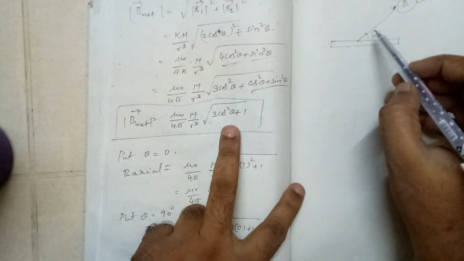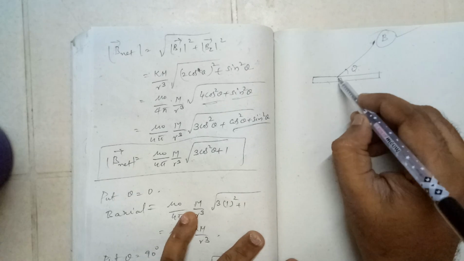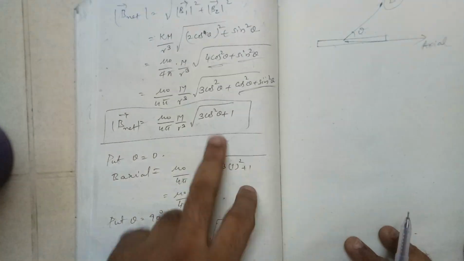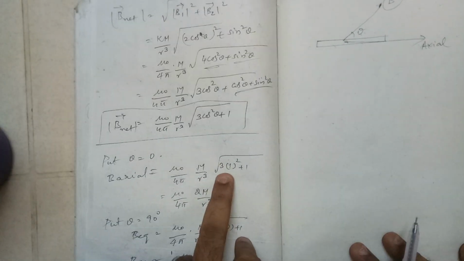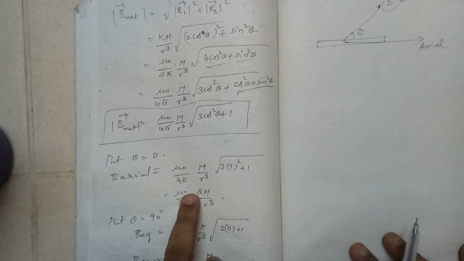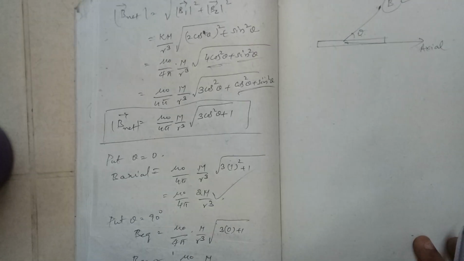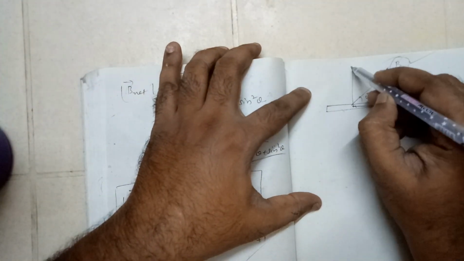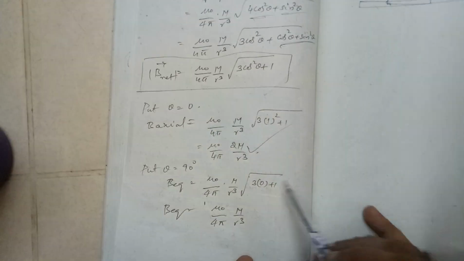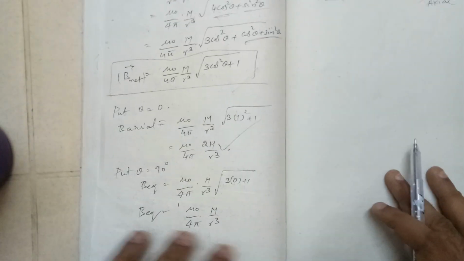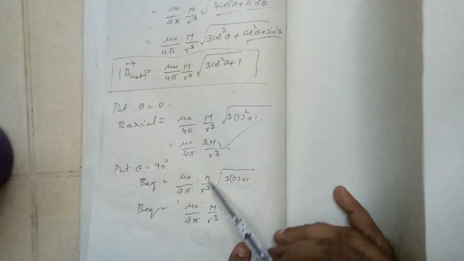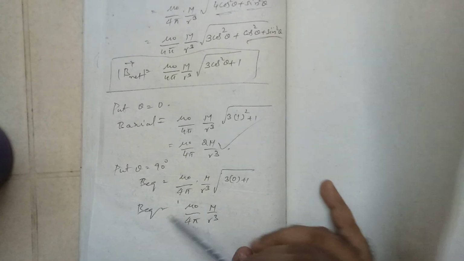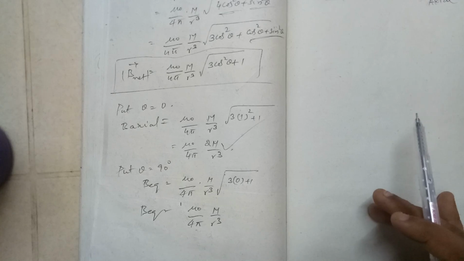When theta is equal to 0, you can see the direction is this. Is it not the axial direction? So put theta equal to 0 degrees in this equation. You get mu naught by 4 pi into 2m by r cube. Is it not the formula for the axial case? Similarly, if you put theta equal to 90, this is the equatorial case. Put theta equal to 90 in the same equation. You get mu naught by 4 pi into m by r cube root over 0 plus 1. So you get mu naught by 4 pi into m by r cube, which is b equatorial.